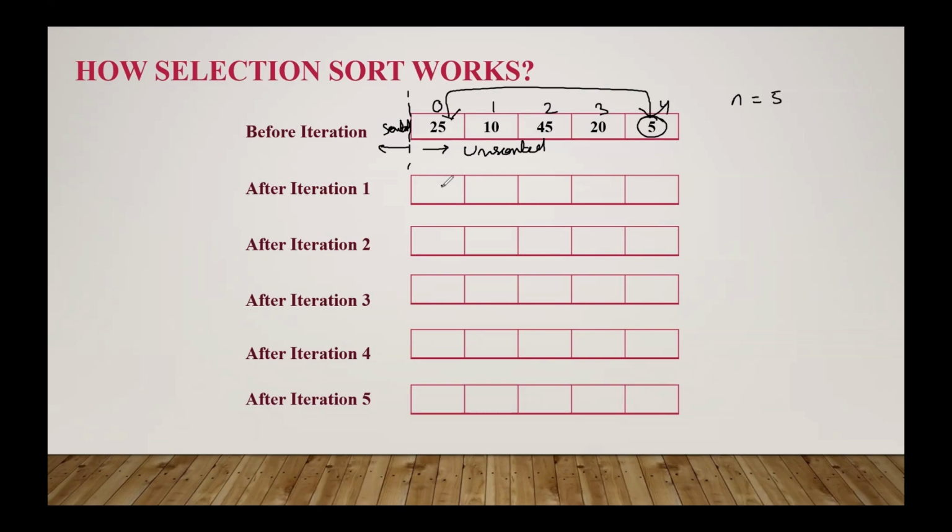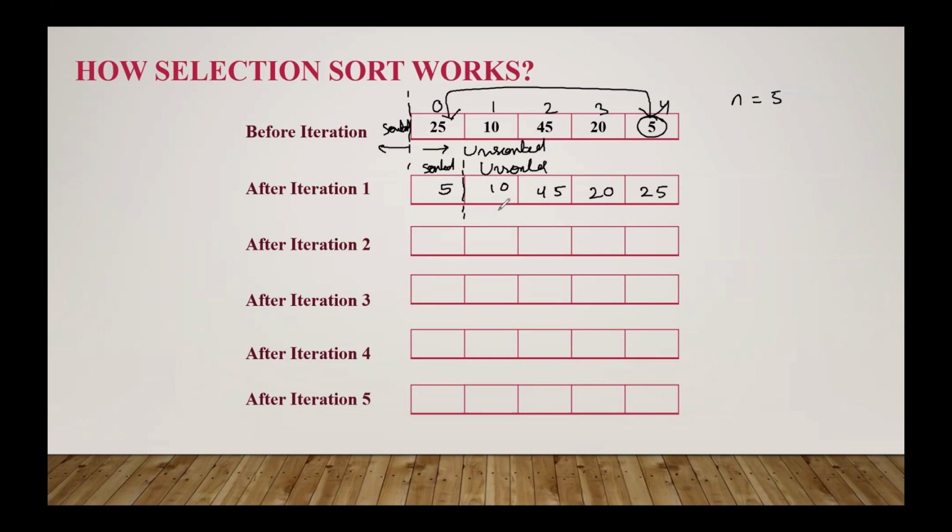So here what happened? I store the 5 here, and I store the 25 here. Then the remaining elements are the same. So after the first iteration, the first minimum value is stored in the first proper position. So here now, this is our sorted list after the first iteration. This is our unsorted list.